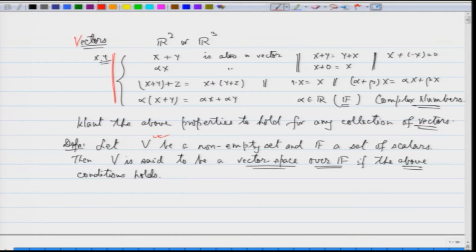Is that okay? So, we already know that R2 and R3 are vector spaces. Let us look at more examples. There are hundreds of examples, but we will not look at all of them, just a few of them. All right. For example 1, let us look at R itself, the set of real numbers.